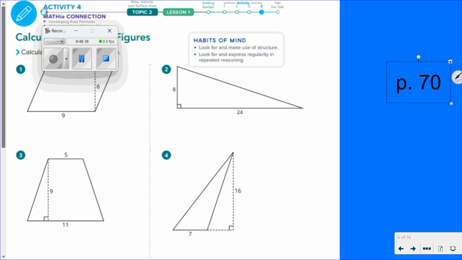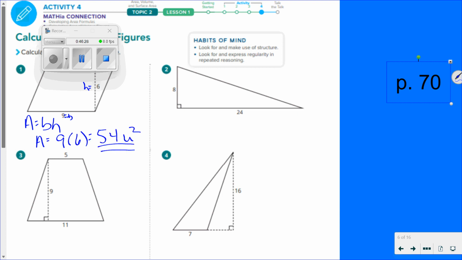First one, parallelogram. Area equals base times height. Here's my base. Here's my height. Area equals 9 times 6 gives me 54. They didn't give me a unit, so I just say basic unit squared. Second one, this is a triangle. Area equals 1/2 BH. My base is here, my height's here. Technically, it really doesn't matter on that one either way. 1/2 my base of 24 times my height of 8. In this case, I'm going to take actually half of 24 to get 12, because I know 12 times 8 is 96. Again, they didn't give it to me, unit squared.